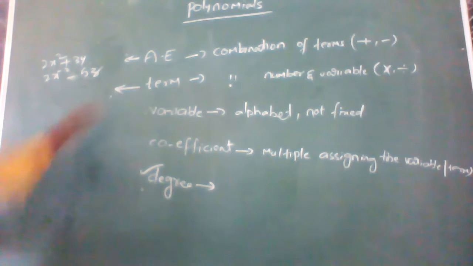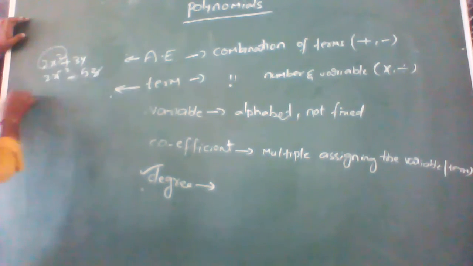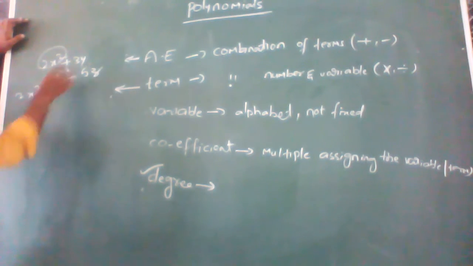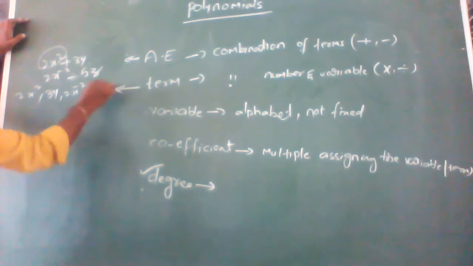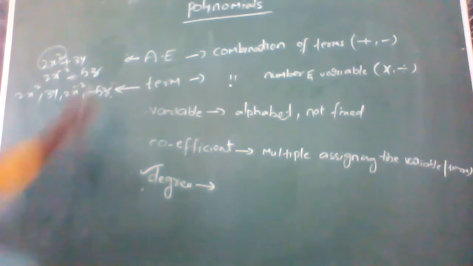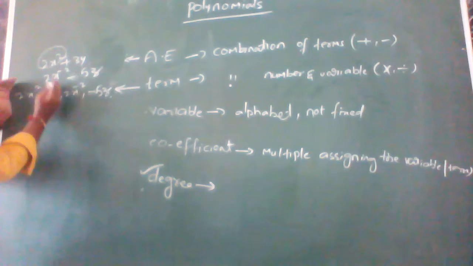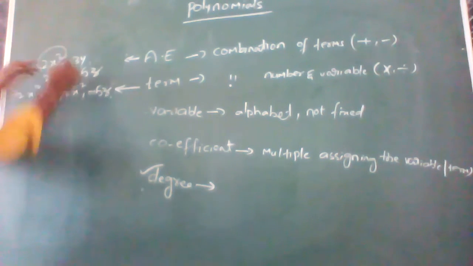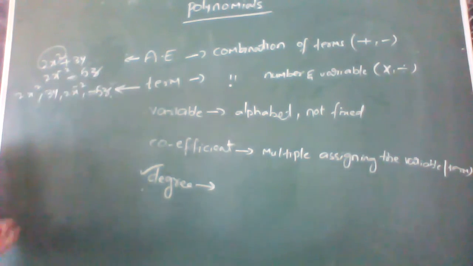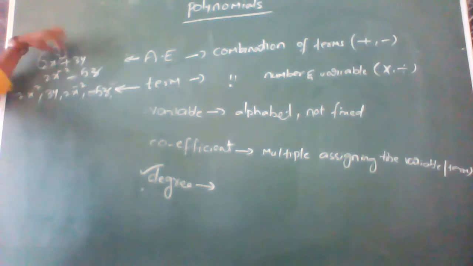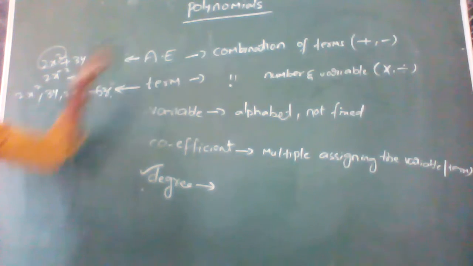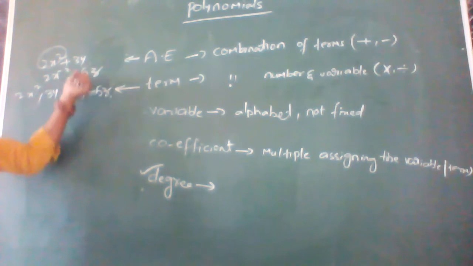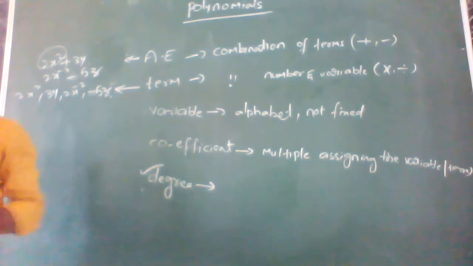Okay, what are the terms? 2x square is a separate term. 3y is a separate term. 2x power minus 2 is a separate term. Minus 5z is a separate term. So the combination of these terms is this expression. If you observe carefully, a combination of terms joined with plus and minus. So plus and minus separate the terms.